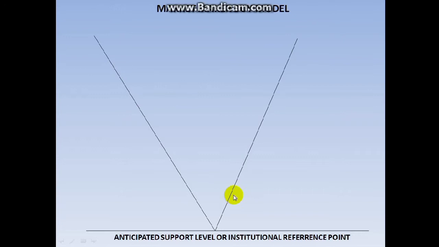Now we're going to be starting with the market maker buy model. As usual, we're going to start with graphic depiction and illustrations before we get down to real price action. Let's say we pull up our chart, and in this case we have price reaching for an anticipated support level or institutional reference point. This could be a fair value gap, a bullish order block, a breaker block, a mitigation block, or whatever institutional reference point is below price. That is what price is being drawn to.